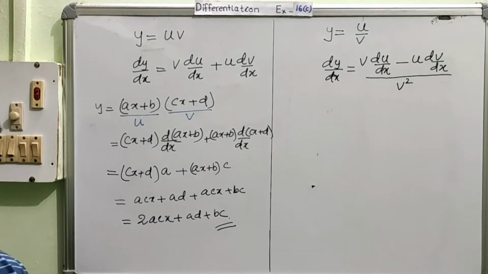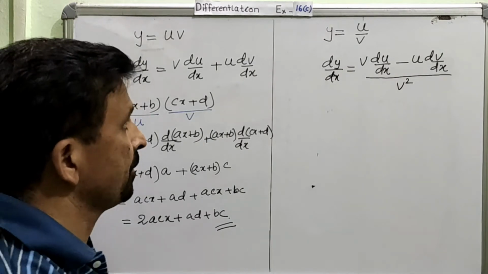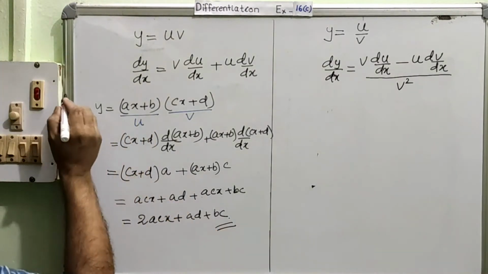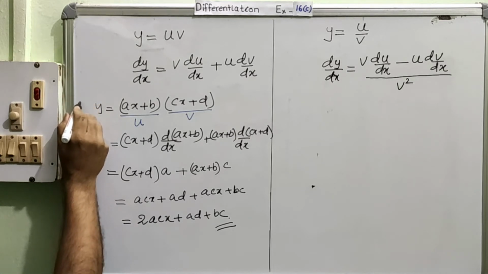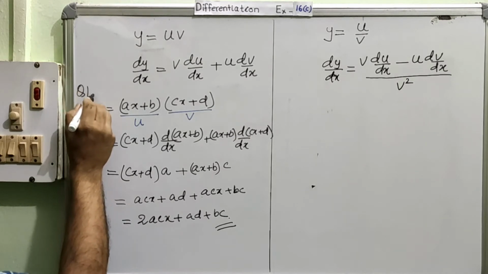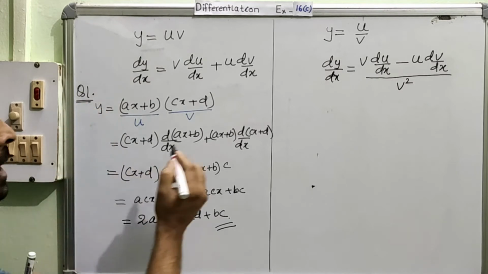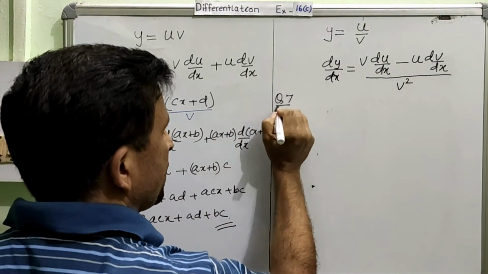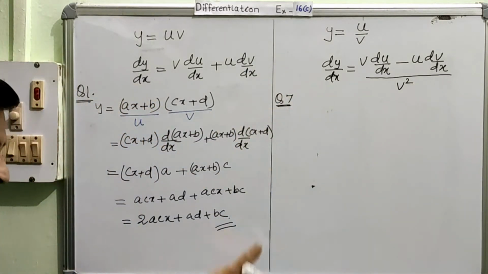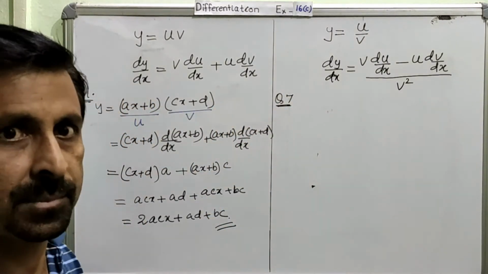Now I will show you one example of the quotient form. This was question number 1. Now, I will show you one example of question number 7. First of all, I am showing you one example. After that, I will take you in sequence. Okay?